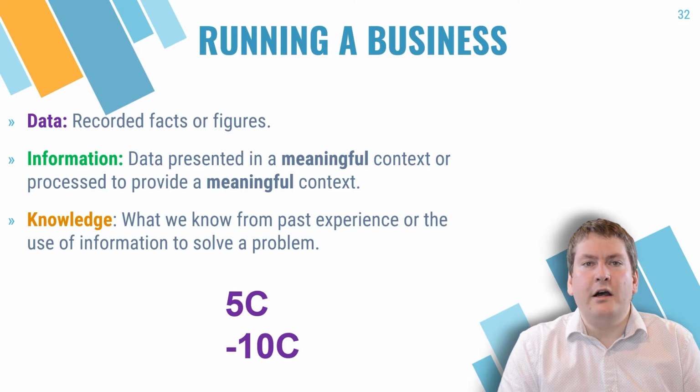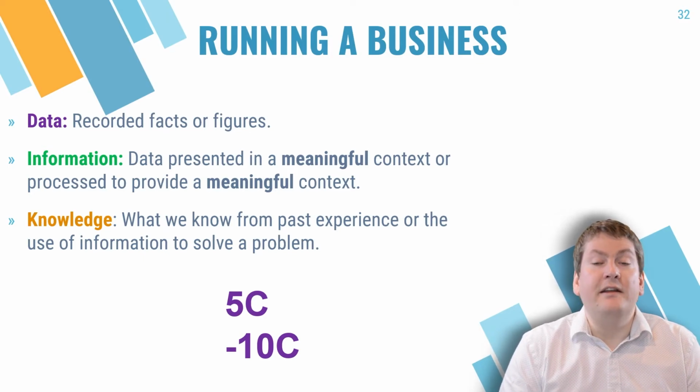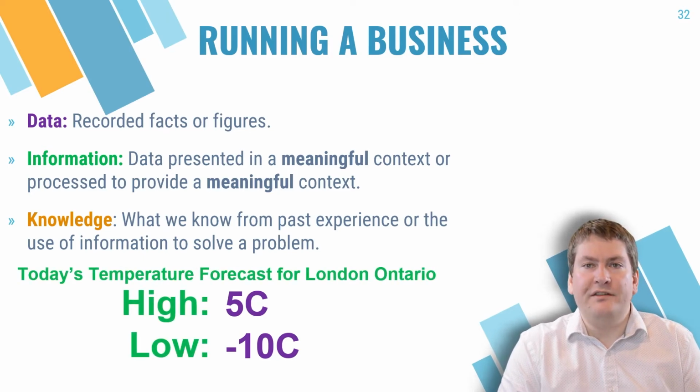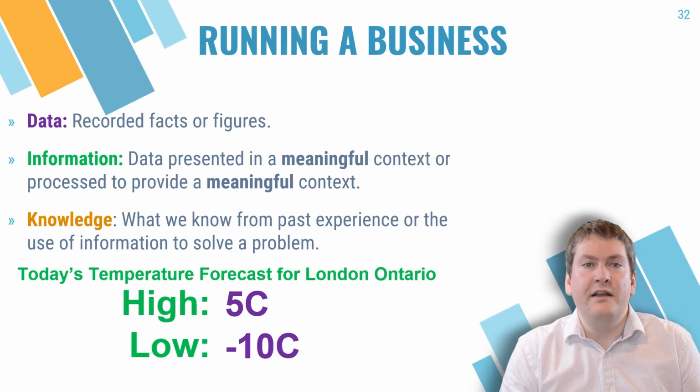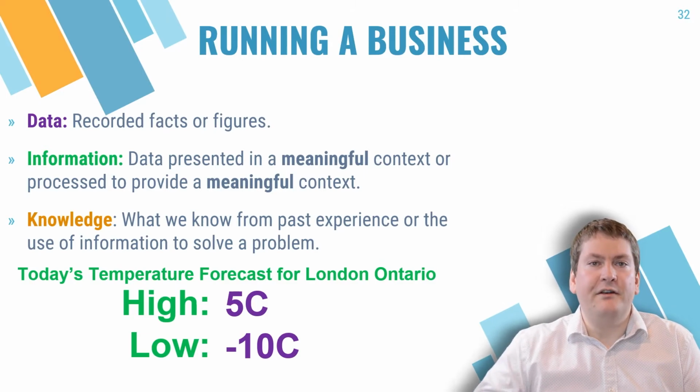When we add context to the data, we get information. For example, if we add the context that these are temperatures, the high and low for today's forecast, this data becomes information, and is far more valuable and useful as we have added both relevance, this is a forecast, and a time frame, it's today's forecast. That means this is also timely information. Without context, data is just meaningless numbers and figures.